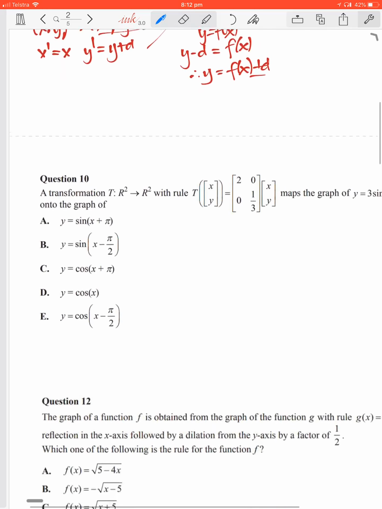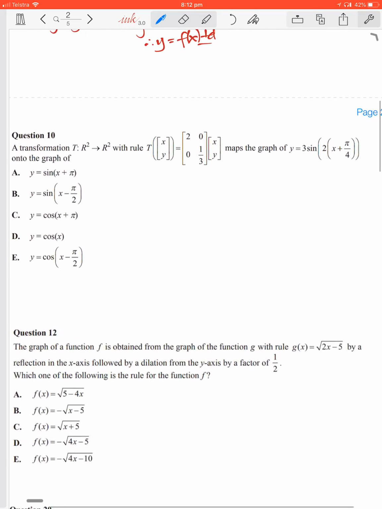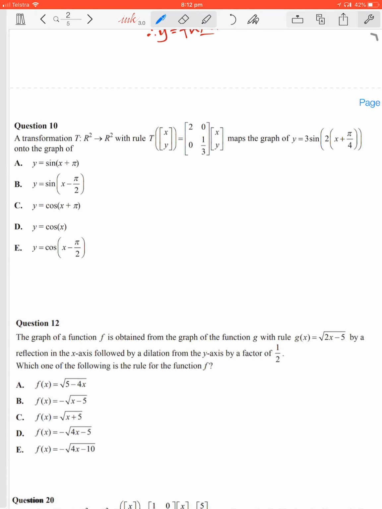Okay, so let's have a look at this equation. We can do it a few ways. It says the transformation T, all real numbers from the real number set, takes x, y. Now we know this is a dilation of 2 from the y-axis, and that's a dilation of 1/3 from the x-axis. So we can do it function notation wise.